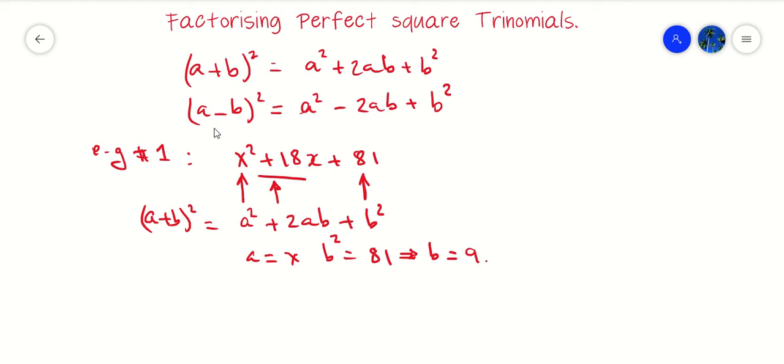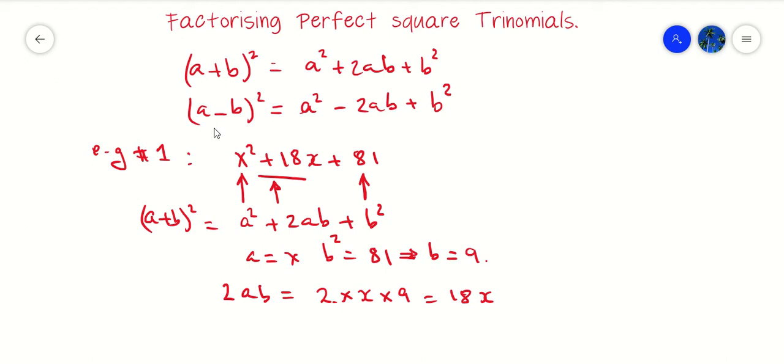For that, I can say a is x and b is 9, but I need to make sure the middle term, 18x, can be written in the form of 2a times b. My 2ab is equal to what? 2 times a, which is x, times b, which is 9. 2 times 9 is equal to 18x. So yes, my middle term is 2ab.